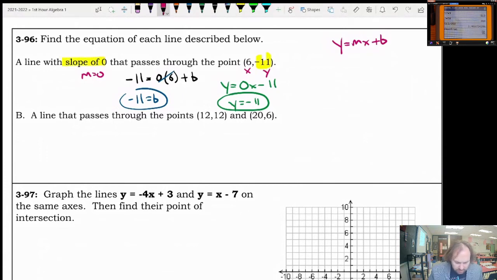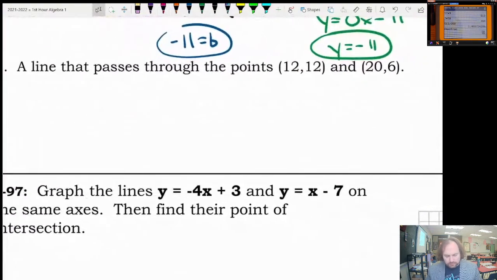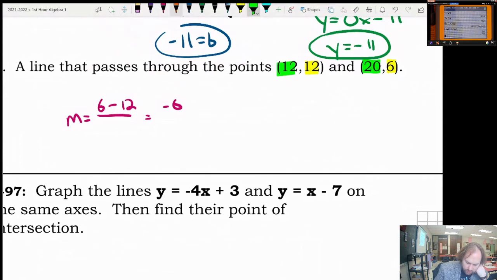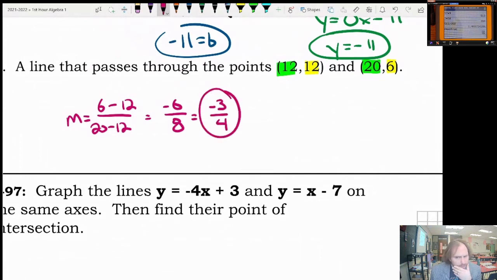Question B is going to be a little more involved, a line that passes through those 2 points. We first need to know the slope. So let's go ahead and use the slope formula. Let's start with 6 minus 12, which will give us -6. And then we'll do 20 minus 12, which will give us 8. And -6 over 8 I can simplify to -3/4. That's the slope. At this point, I want to know what the y-intercept is.